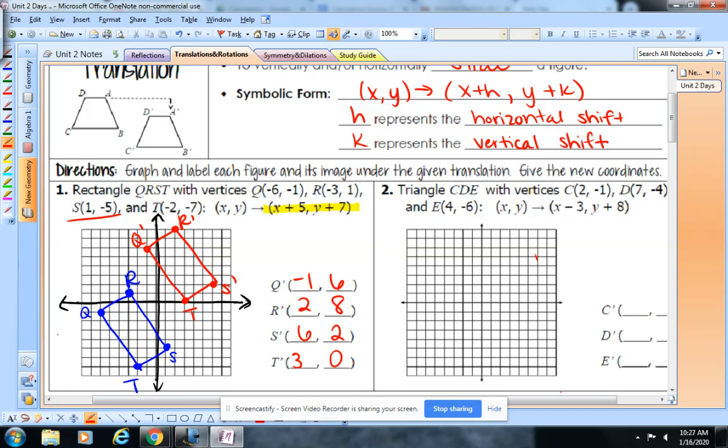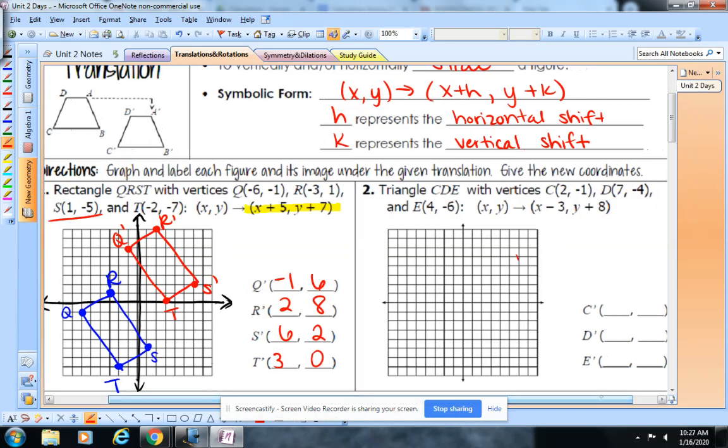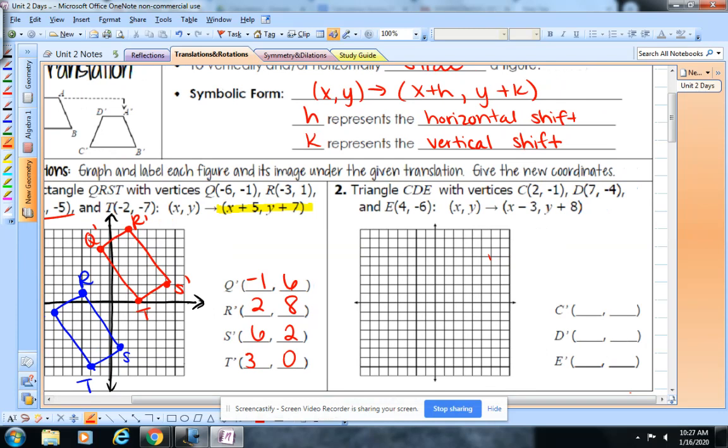All right, let's slide over and do number 2. Get it? Slide over, translations. We're just sliding all over the place today.